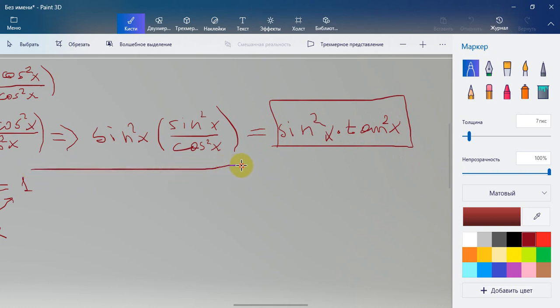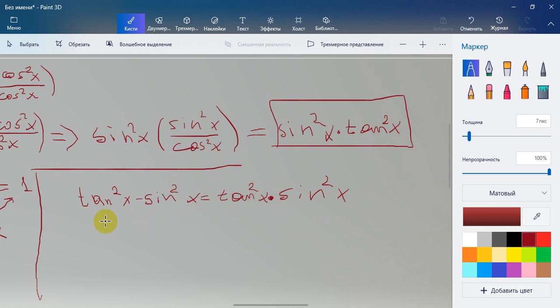Now we started from tangent square x minus sine square x, and we came to tangent square x times sine square x. Here is multiplication. We showed that the left side expression is equal to the right side expression, or we verified this identity.